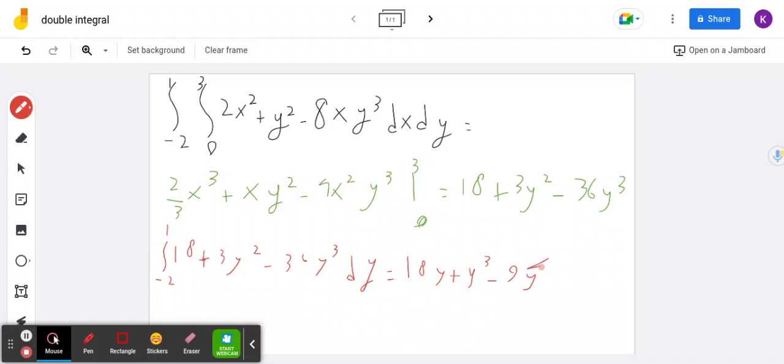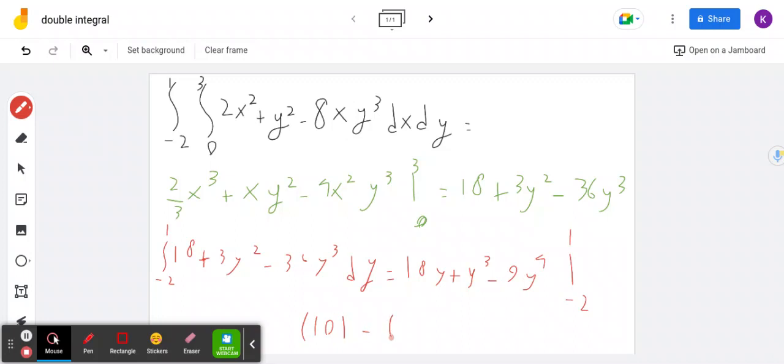You can also make sure that this is correct by differentiating it, and it is in fact correct: -9y to the 4th. And we plug in our integration bounds. When we plug in 1, what we get is 18 plus 1 is 19, and 19 minus 9 is 10. So we have 10 from here, and then we have to subtract.